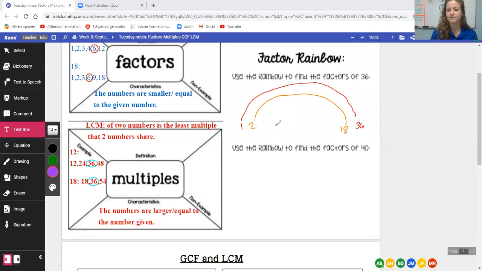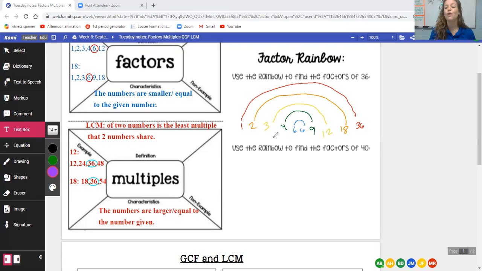What would be my next number? Good, 3 times what? 3 times 12 is 36. And we're going to continue in our numerical order. So 4 times what? 4 times 9. And our next number would be 5. 5 times what? 5 doesn't work. So we'd move on to the next number, which would be 6. 6 times what gives you 36? Very good. 6 times 6.